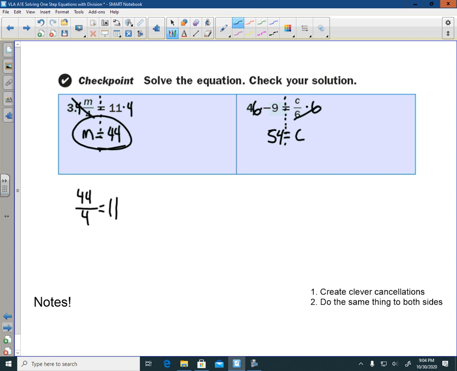Is this positive or negative? Well, a positive 6 times a negative 9 is going to give us negative 54. And we can check it. Negative 9, is that equal to negative 54 divided by 6? Yeah, it certainly is, and so that is the correct answer.